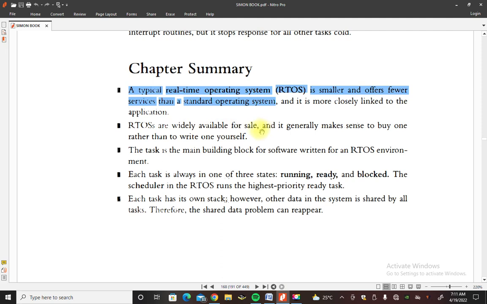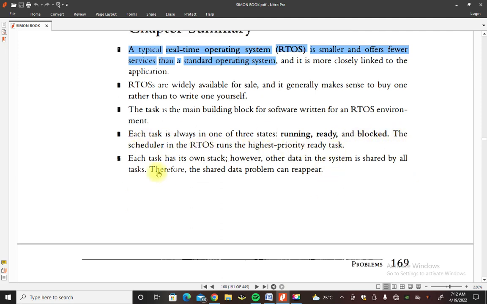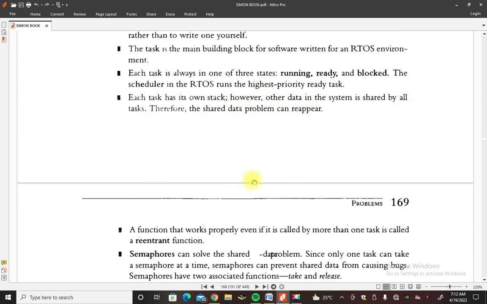RTOSs are widely available for sale, and it generally makes sense to buy one rather than write one yourself. A task is the main building block for software written for an RTOS environment. Each task is always in one of three states: running, ready, and blocked. The scheduler in the RTOS runs the highest priority ready task. Each task has its own stack. However, other data in the system is shared by all the tasks. Therefore, the shared data problem can reappear.